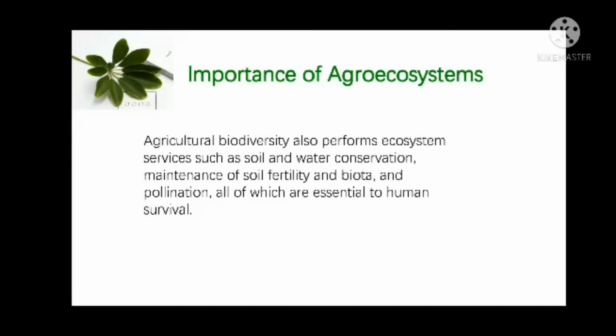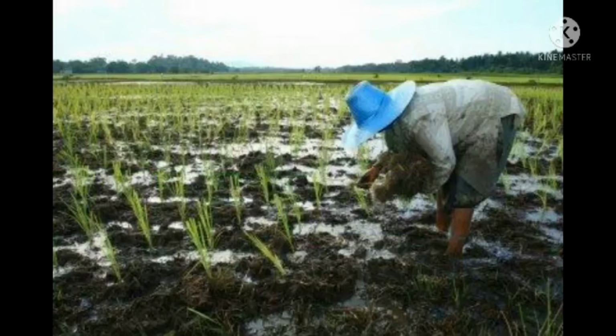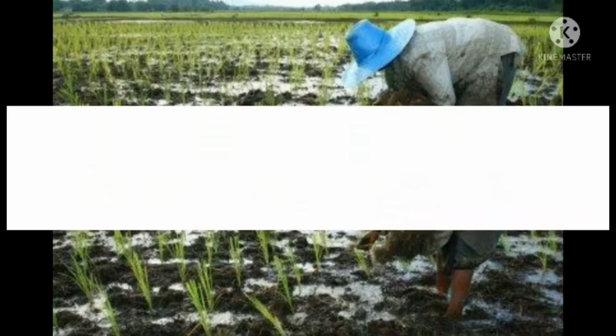So let's come now to the last part, which is the importance of agroecosystems. Agricultural biodiversity also performs ecosystem services such as soil and water conservation, maintenance of soil fertility, and pollination, all of which are essential to human survival. In addition, agricultural biodiversity ensures, for example, pollination of crops, biological crop protection, maintenance of proper structure and fertility of soils, protection of soils against erosion, nutrient cycling, and control of water flow and distribution.